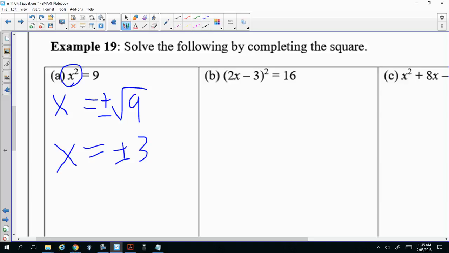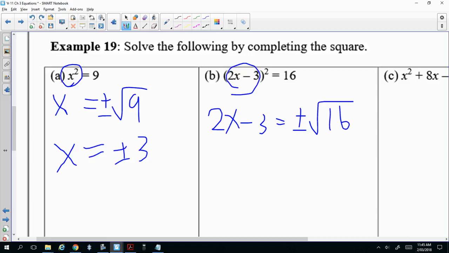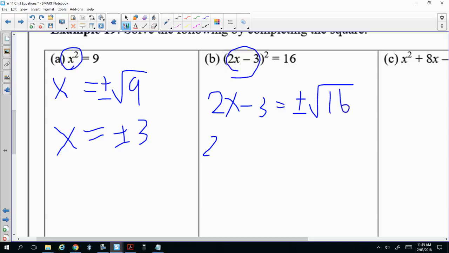How about the next one? You do the same thing. You just write 3x minus 3 equals square root of 16 with the plus or minus. Whenever it's a perfect square like this, something squared equal to a number, you can just square root the number and simplify. You write 2x minus 3 equal to plus or minus 4.